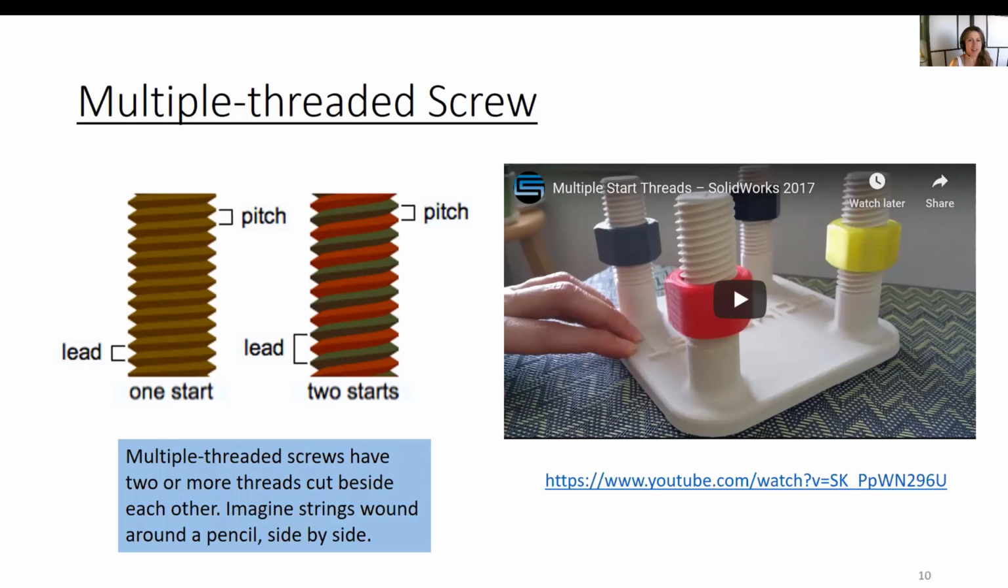Welcome back again. I thought that was another great video. So I'm going to talk a little bit about multiple threaded screws. One of the interesting differences between threaded fasteners is whether they are single threaded, as shown on the left, or multiple threaded, as shown here. Multiple threaded screws have 2 or more threads cut beside each other. You can kind of imagine it like strings wound around a pencil side by side.